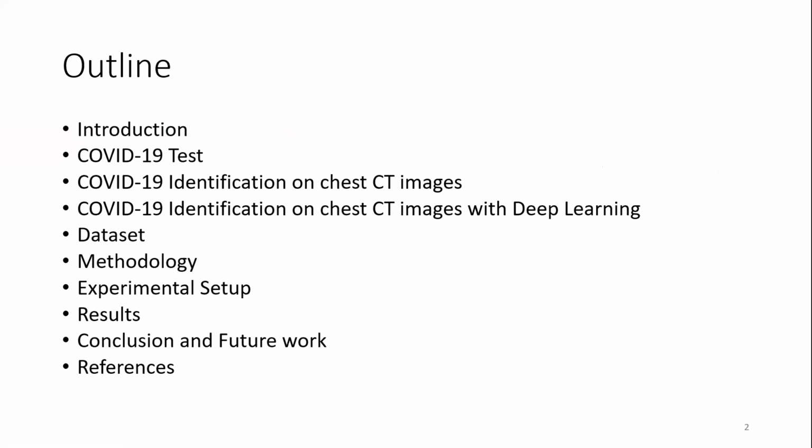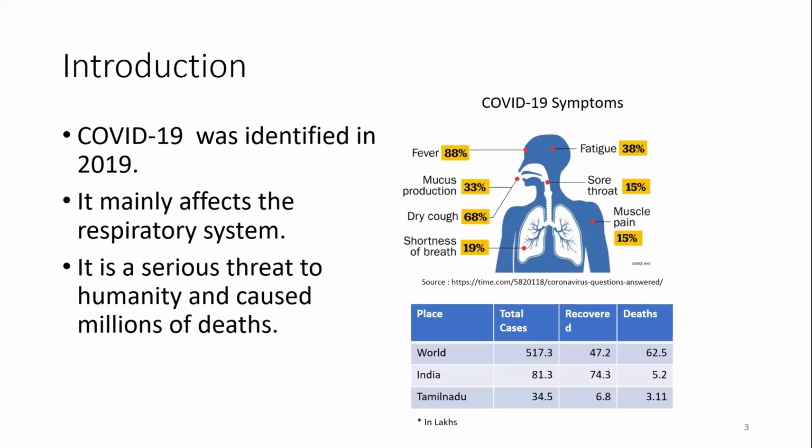I will start with presenting the introduction of my research. This coronavirus, that is COVID-19, is a dangerous pandemic virus disease. It has spread all over the world. People severely suffered because it can easily transmit from one to another. It mainly affects the respiratory system, making it not easy to breathe. The symptoms of COVID are shown in this figure: fever, mucus production, dry cough, shortness of breath, fatigue, and sore throat.